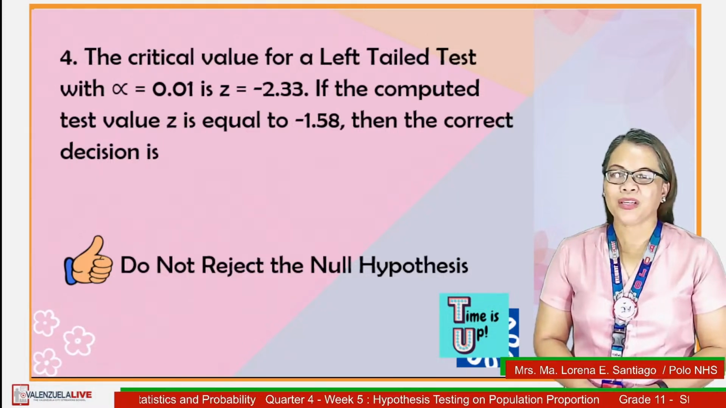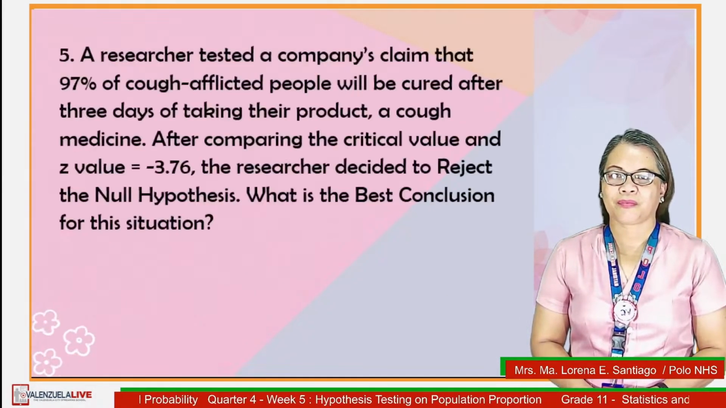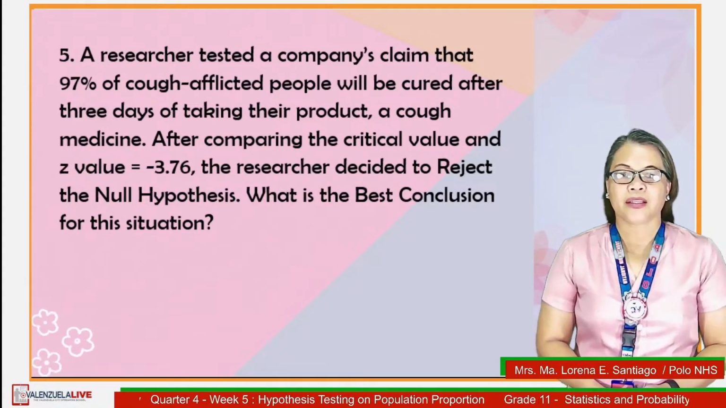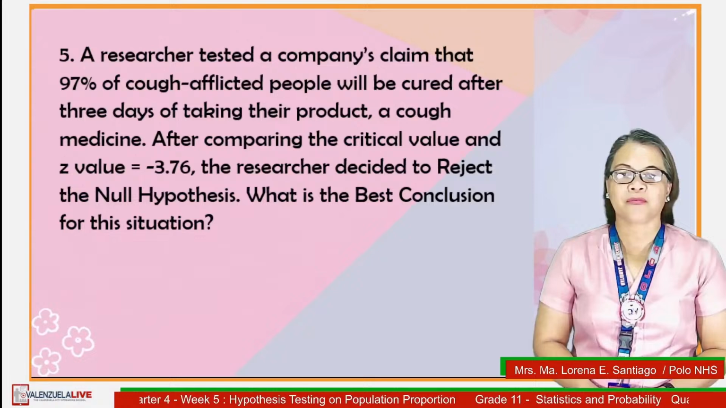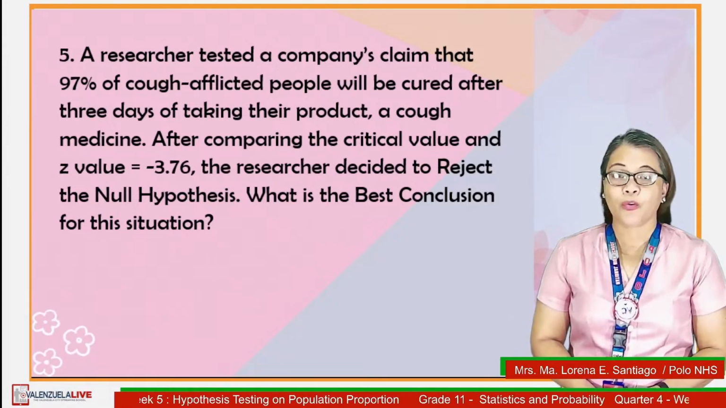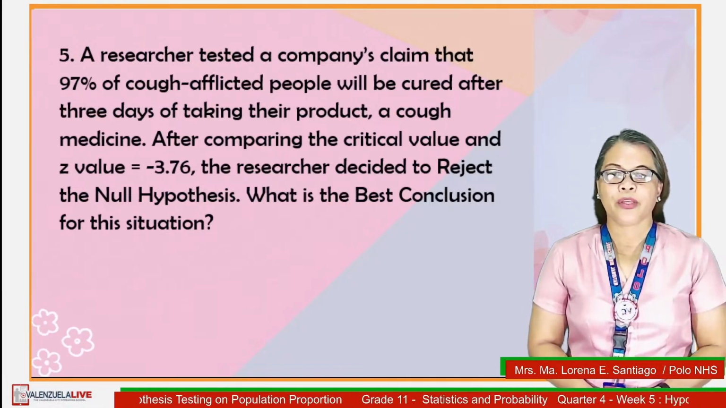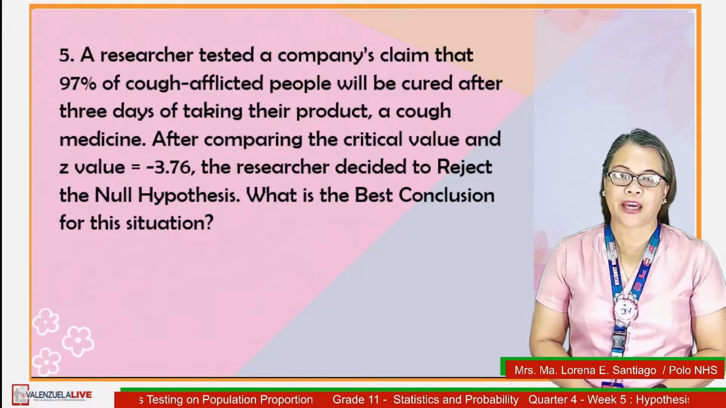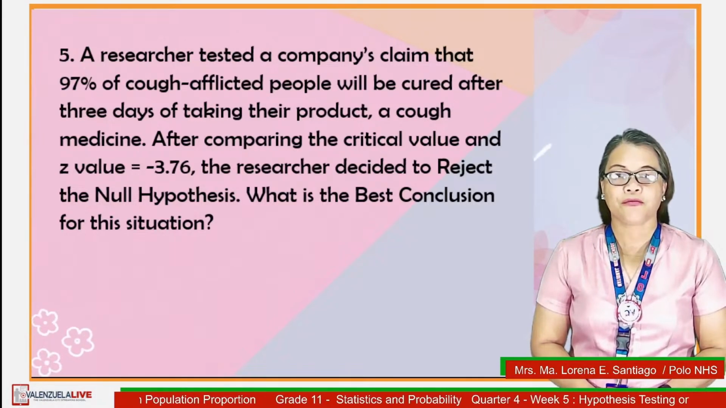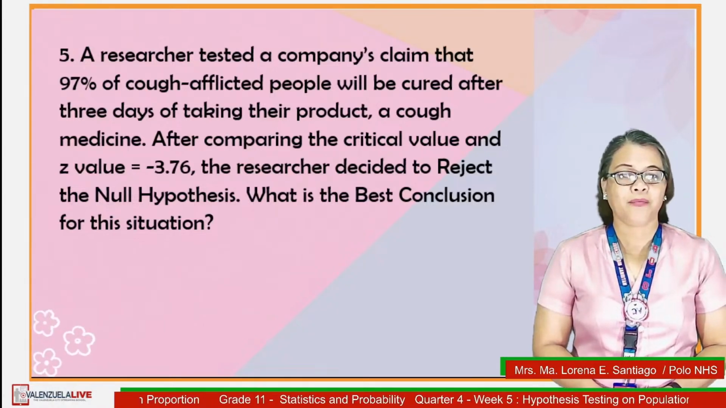Let's go to number 5. A researcher tested a company's claim that 97% of cough-afflicted people will be cured after 3 days of taking their product, which is a cough medicine. Using a two-tailed test with alpha equal to 0.05 and the z-value equal to negative 3.76, the researcher decided to reject the null hypothesis.